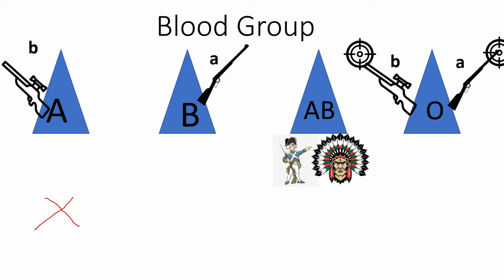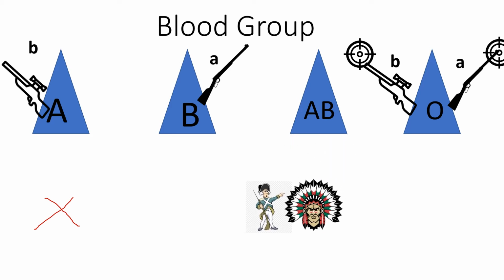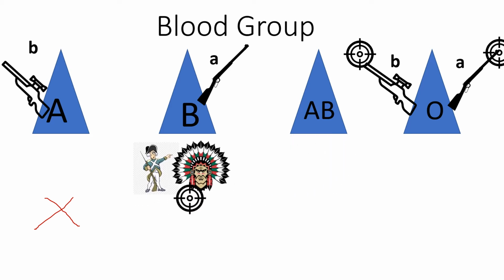Okay, now what will happen if the AB holding blood group tries to donate blood to the B or A? Here you can see this AB has Amazonians, A antigens, and this has antibody A, so it will recognize the Amazonians and try to kill them, and therefore they are killed. So the AB holding blood group cannot donate blood to the B holding blood group.